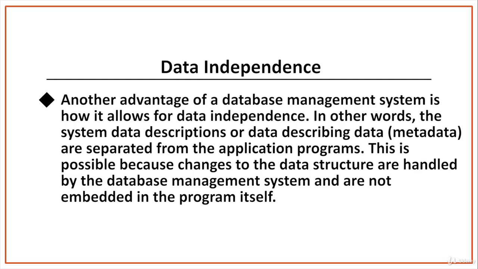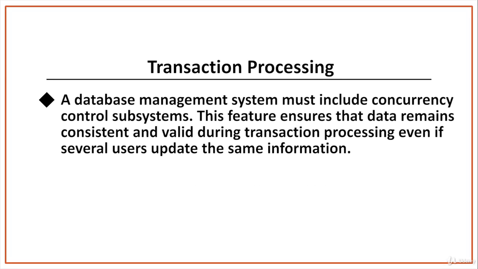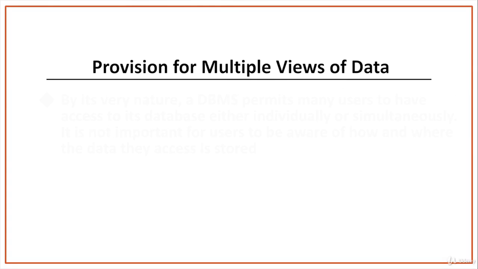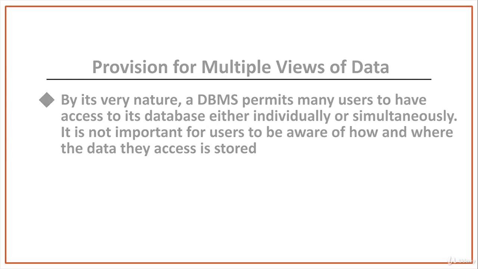A database management system must include concurrency control subsystems. This feature ensures that data remains consistent and valid during transaction processing, even if several users update the same information. By its very nature, a DBMS permits many users to have access to its database, either individually or simultaneously. It is not important for users to be aware of how and where the data they access is stored.